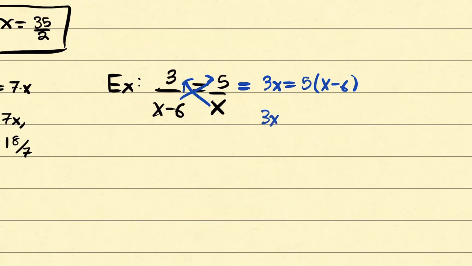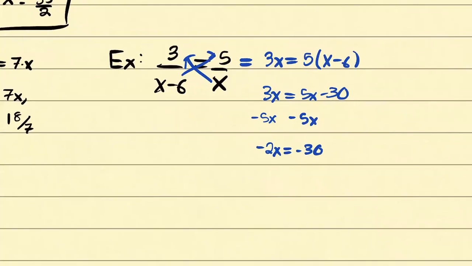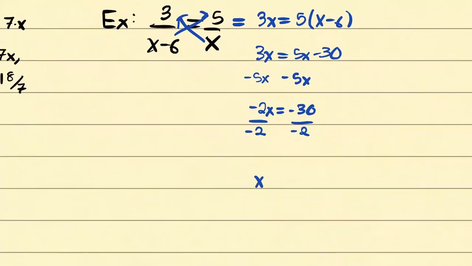This is 3x is equal to 5x minus 30. So I'll subtract 5x over to isolate the terms that have x to get negative 2x is equal to negative 30. Divide both sides by negative 2 to get x is 15.